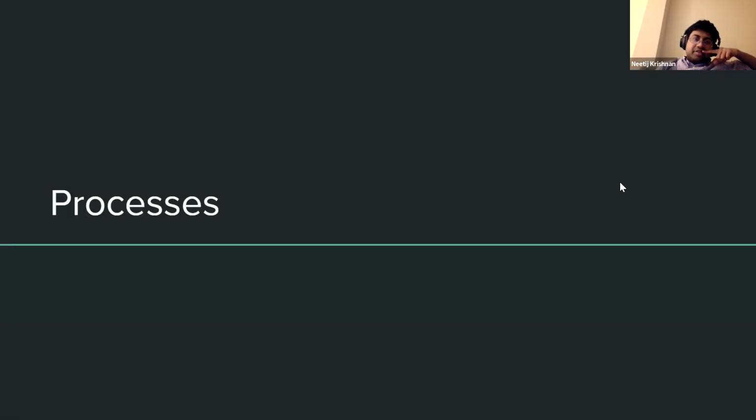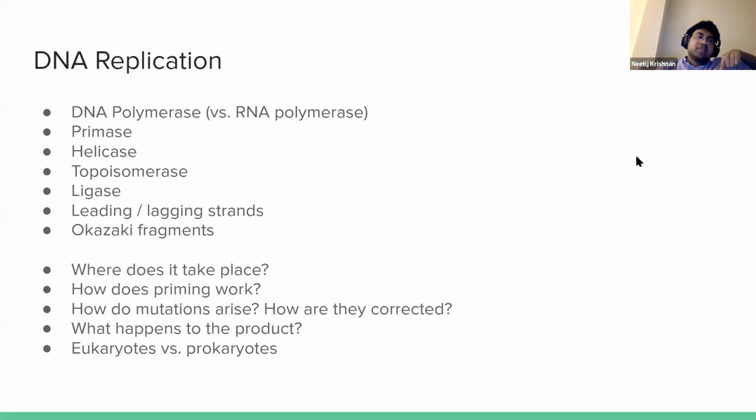Processes. This is going to be pretty fast, but you'll be able to go back and look up and study these details. DNA replication: DNA polymerase and comparing it to RNA polymerase, and then all the enzymes: primase, helicase, topoisomerase, ligase, leading versus lagging strands, Okazaki fragments. This is all stuff that you should include in your study of this topic. Where does it take place? How does priming work? How are mutations showing up? How are they corrected? What happens to the product? And then how it's different in eukaryotes versus prokaryotes.